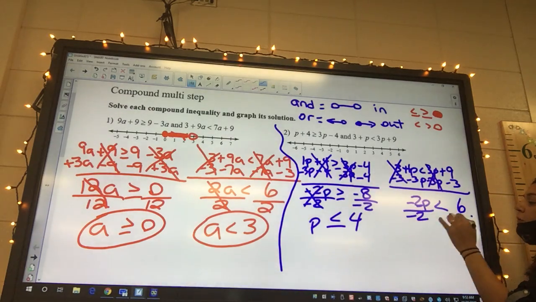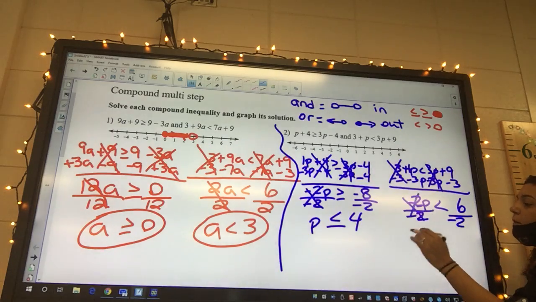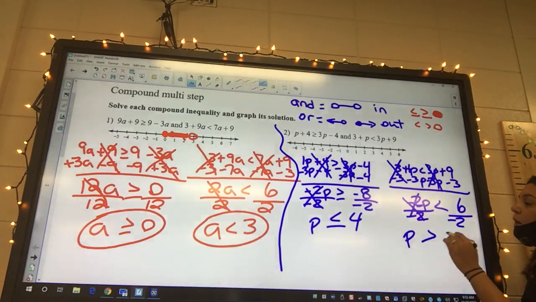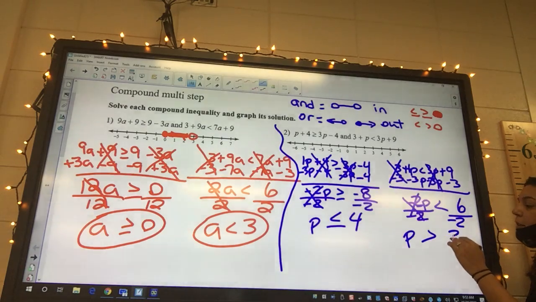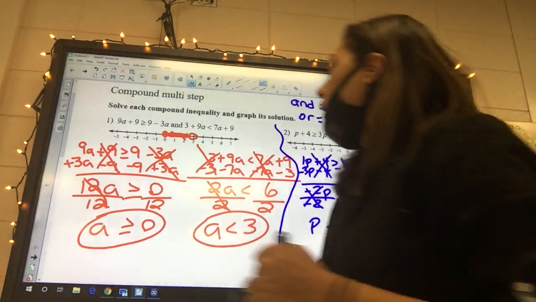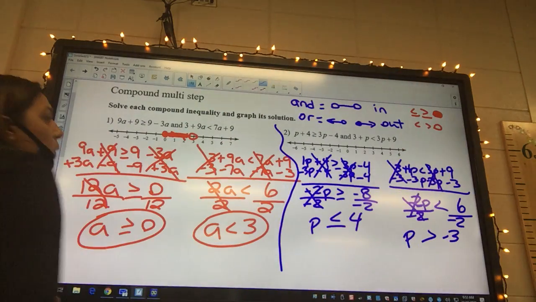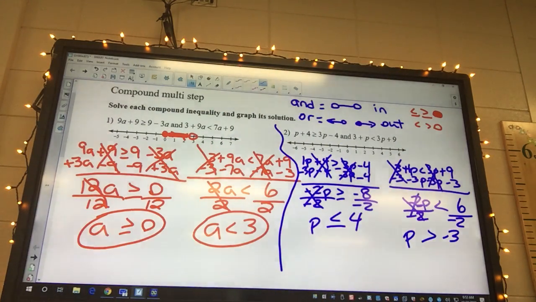Divide. Do we need to flip? Yes. Why? Because we're dividing by a negative. Yeah, because this 2 is negative, we need to flip it, okay? And is this one an and or an or? It's an and, so we know what it should look like, okay?